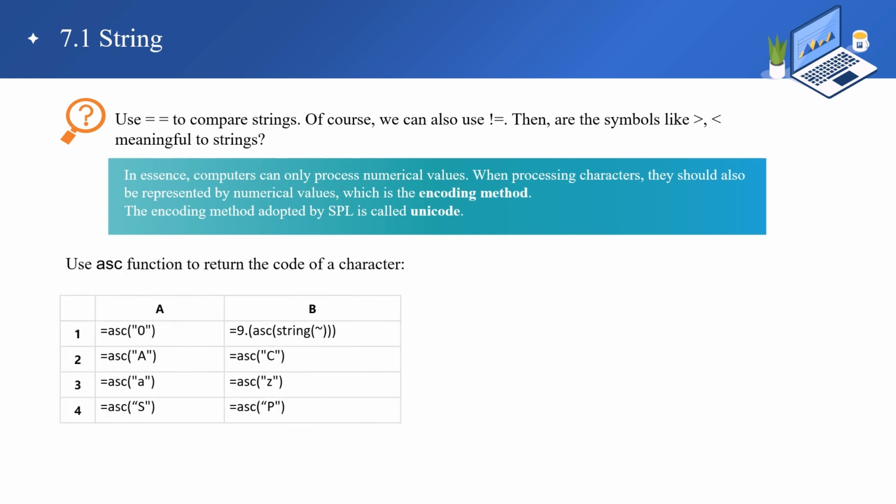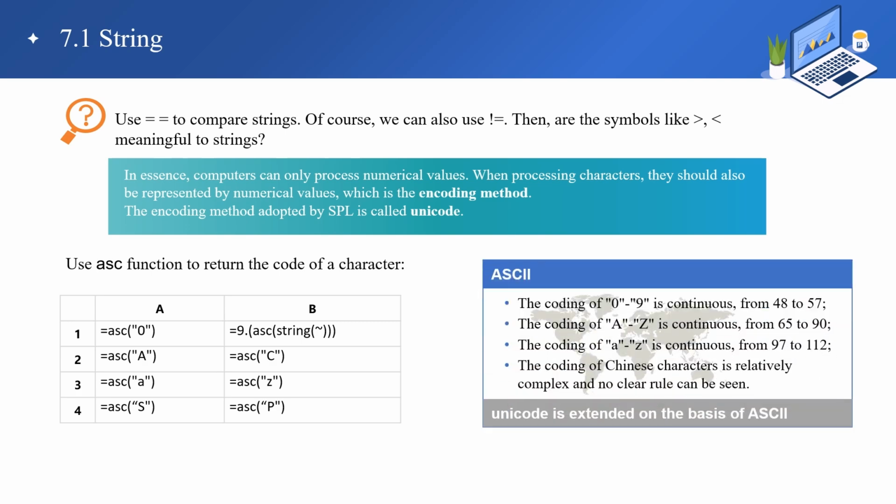Simply put, we can write code and compare. However, it's too tiresome to memorize all by rote. Let's see if these codes have any rules. SPL provides the asc function to return the code of a character. We won't explain it one by one. Please execute these codes to see the results. Here we directly write the coding rules.